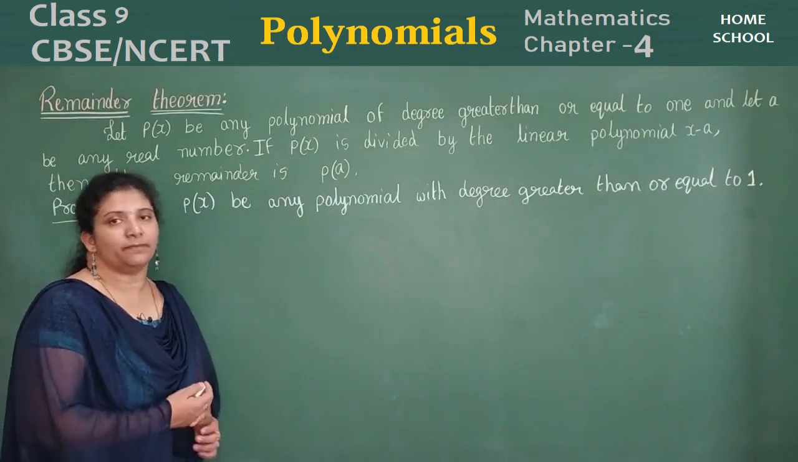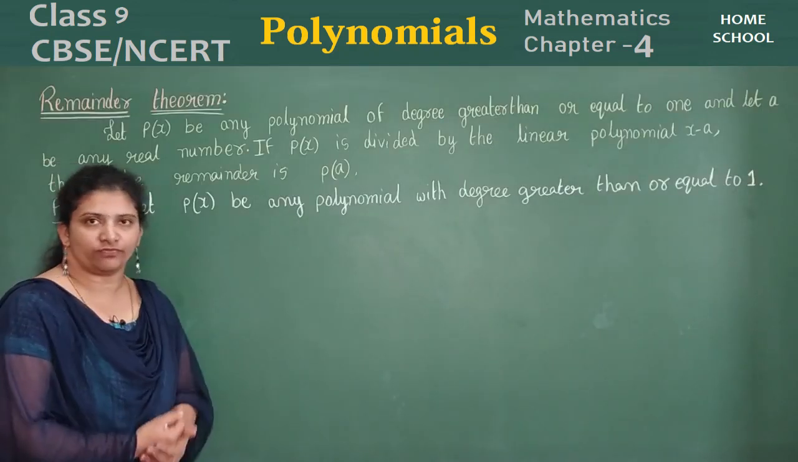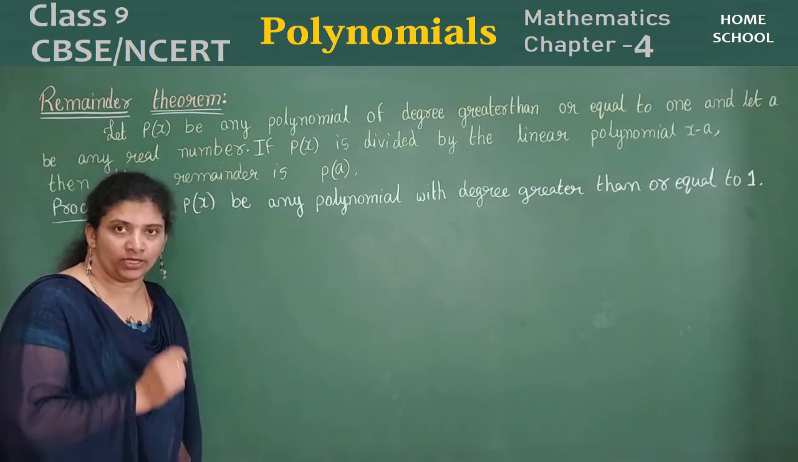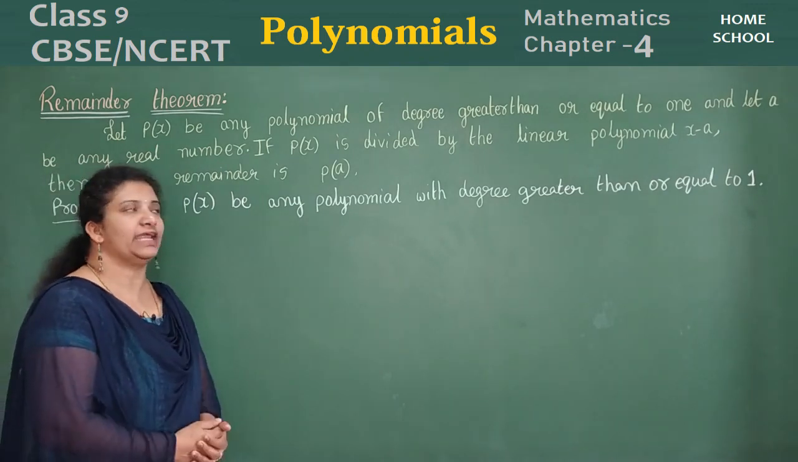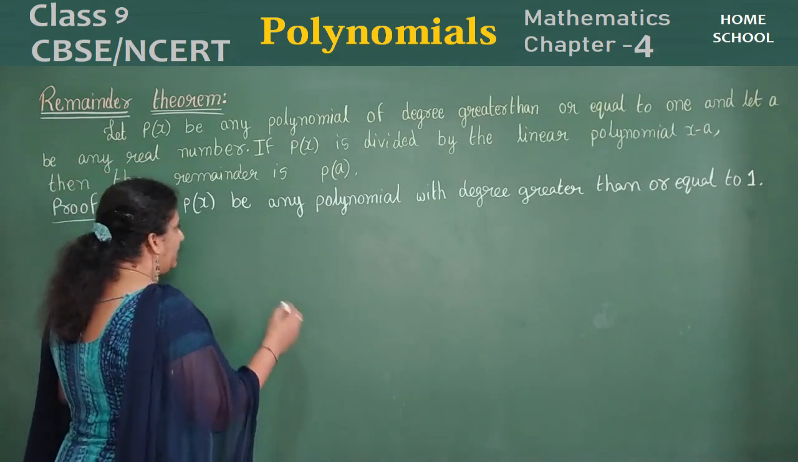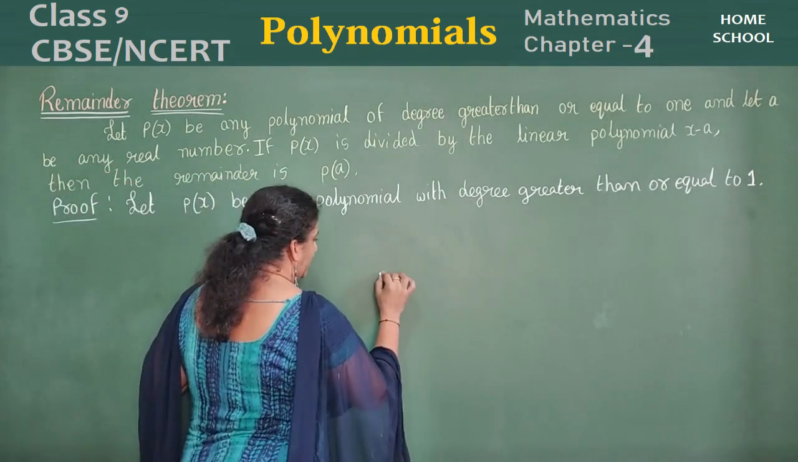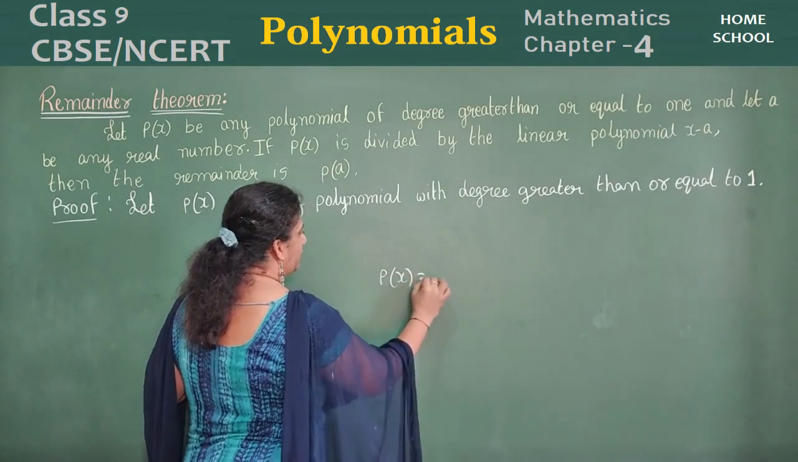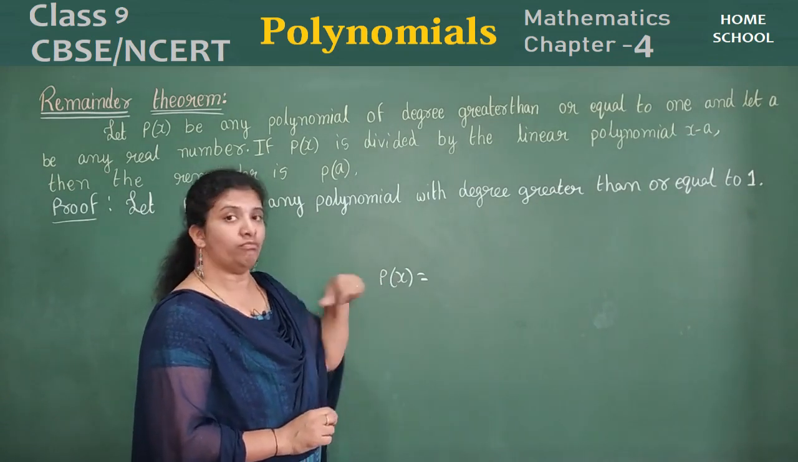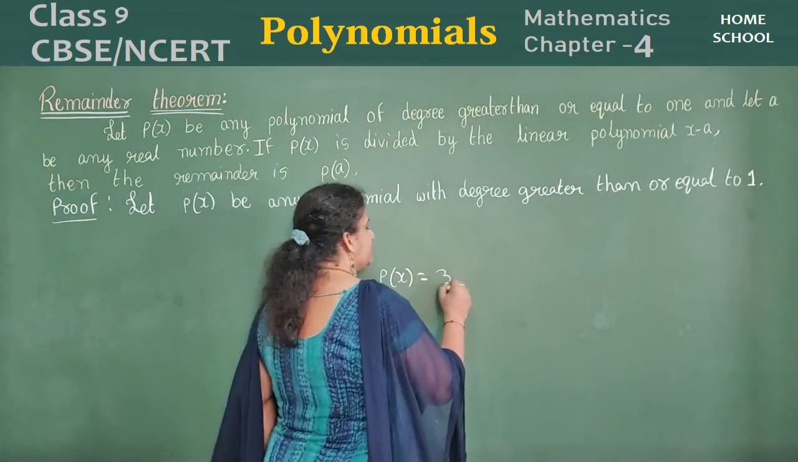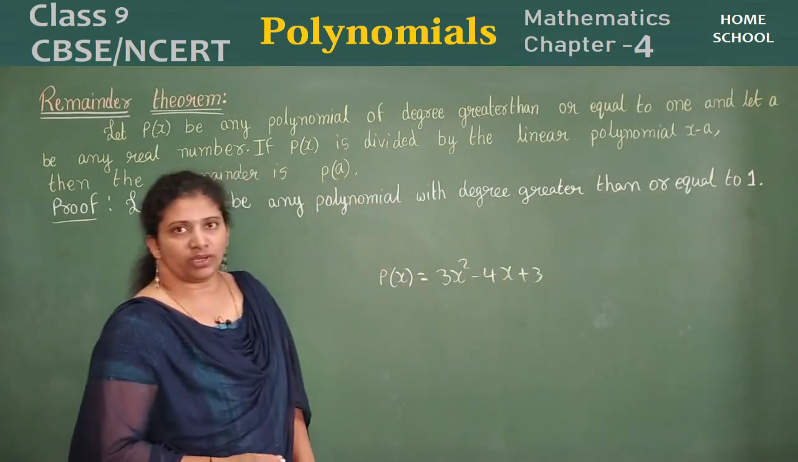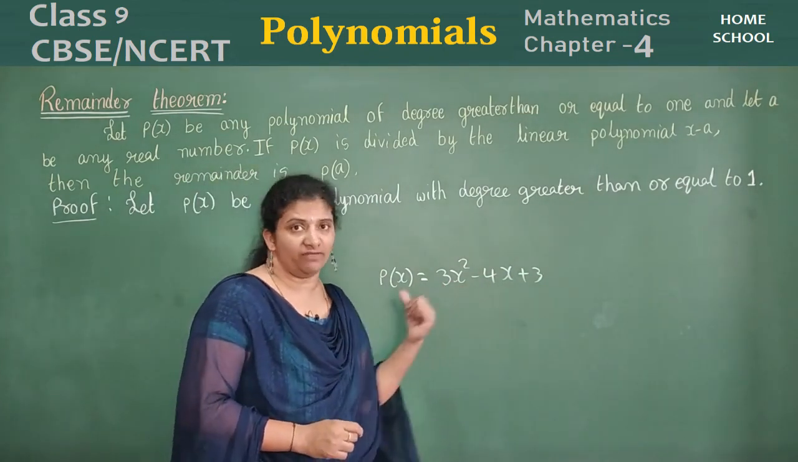Let's start your remainder theorem. This is the statement of your remainder theorem. That is, let p of x be any polynomial of degree greater than or equal to 1. So, let me take one example here, children. Let me take p of x is equal to, this is any polynomial having degree 1 or more than 1, I am saying. Suppose 3x square minus 4x plus 3, something like that. Okay, this is a polynomial of one variable, right?